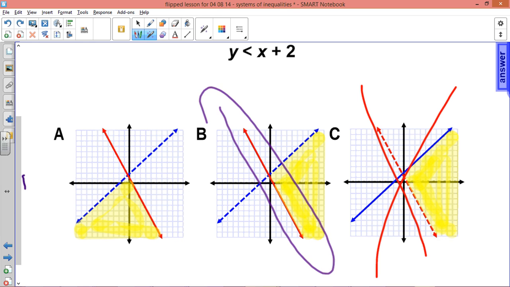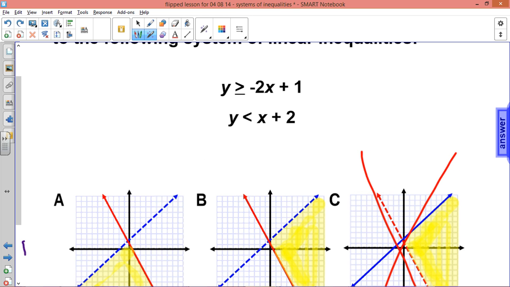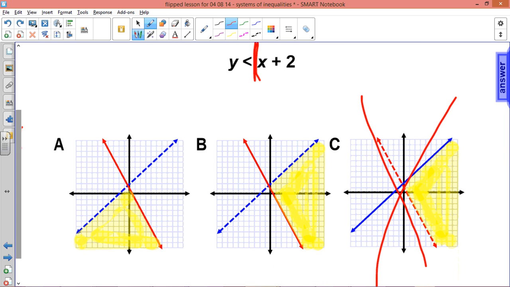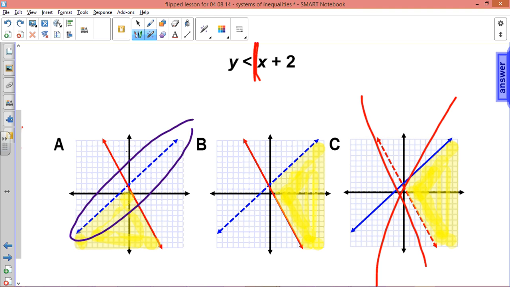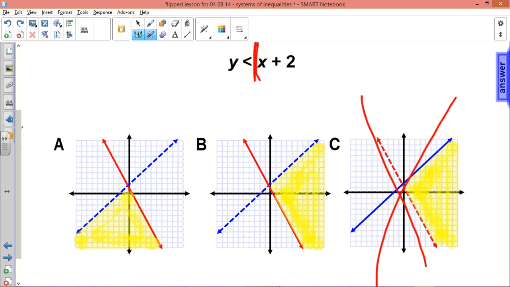For the next one, we want y is less than x plus 2. My slope is going to be 1 because nothing's written there, so the coefficient is 1. My slope will be 1 and my y-intercept will be 2. Well, I can't rule anything out there because these lines both have a slope of 1 and a y-intercept of 2. So we still haven't ruled anything out. It could be A or B. What's the difference between A and B? Well, it's just a matter of where the shading is. The shading is there for A. It is there for B.